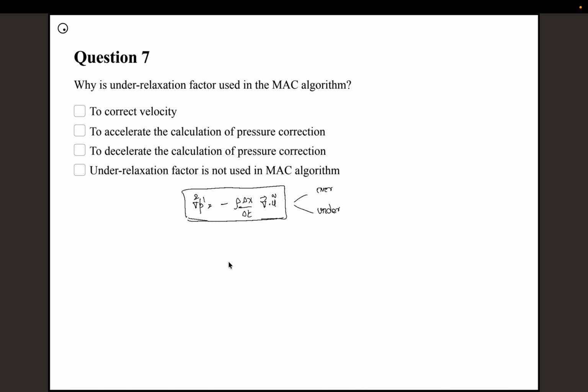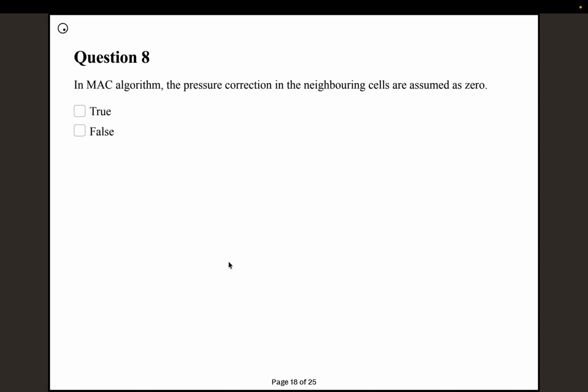What we actually do is, when you use Gauss-Seidel for this kind of pressure Poisson solver, it usually becomes very slow. So we use a higher value, over relaxation, to accelerate the calculation of pressure. So what this question says is under relaxation, but it's actually over relaxation that we will be using. So it is not actually used in that. In the MAC algorithm, the pressure correction in the neighboring cells is assumed as 0, which we are doing now.